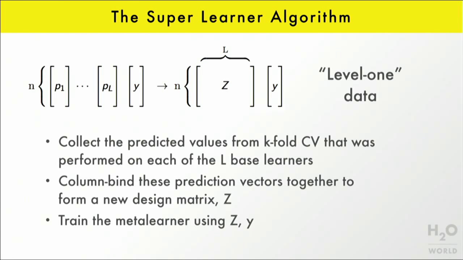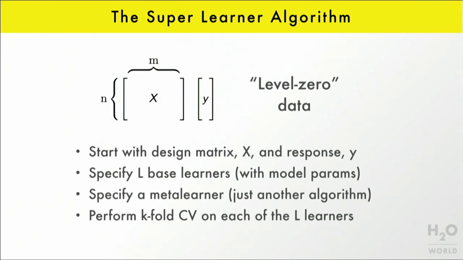That now becomes your X matrix, or your design matrix, and then you fit what's called a meta-learner, and the meta-learner is just any old algorithm. There's nothing special about it. Once you have the predicted values from each of your learners, it tells you how to combine them together to get the final predicted value in the optimal way. The data that goes into the meta-learner is sometimes called the level 1 data, whereas the original data set is called the level 0 data.